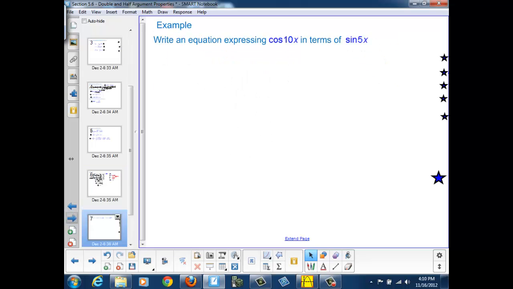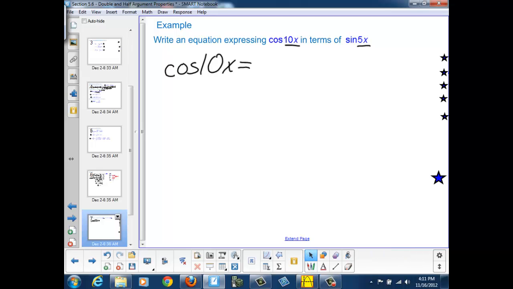Let's look at another possible question. Let's write an equation expressing the cosine of 10x in terms of sine 5x. So I have 10x and 5x. And when I say write an equation expressing cosine 10x in terms of sine 5x, that means that I'm going to rewrite the expression cosine 10x with a new expression that only has constants and the expression sine 5x in my answer.